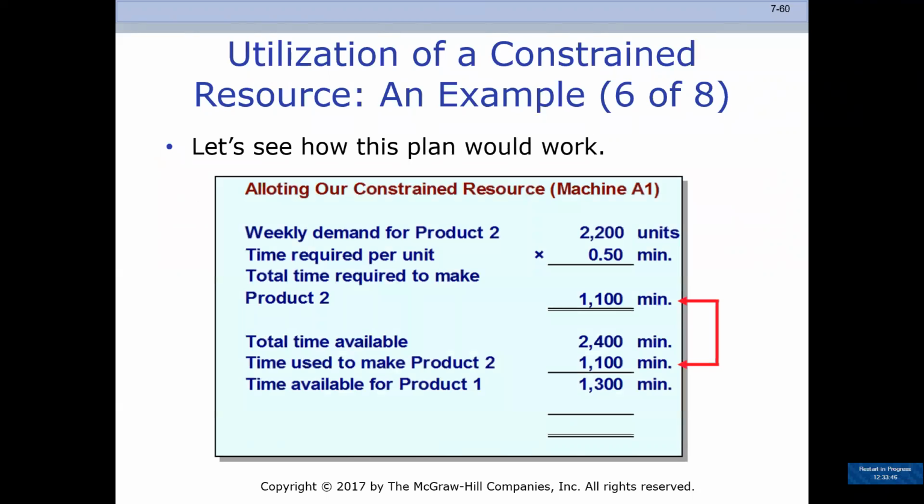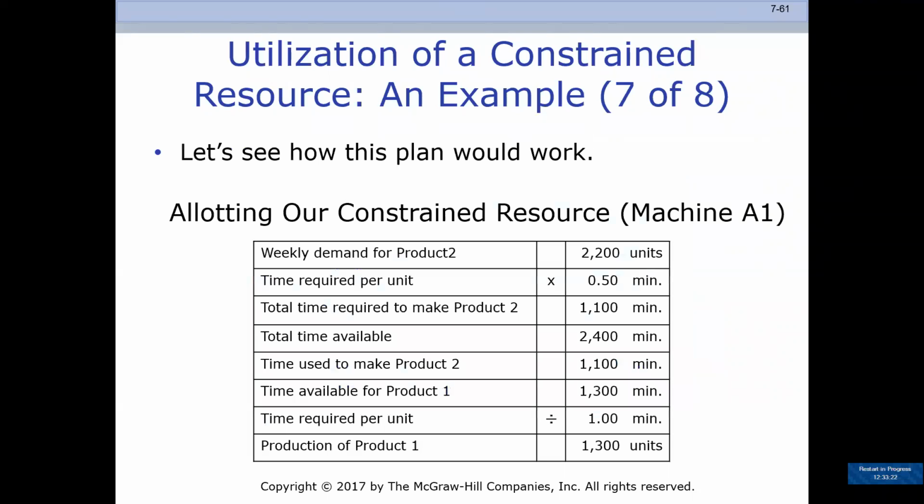The total time available is 2,400 minutes. So 2,400 minus 1,100 is 1,300. They have 1,300 minutes to make product 1. How many units of product 1 can they make in 1,300 minutes? 1,300, because it's 1 minute per unit for product 1. And that's how they would maximize their contribution margin.